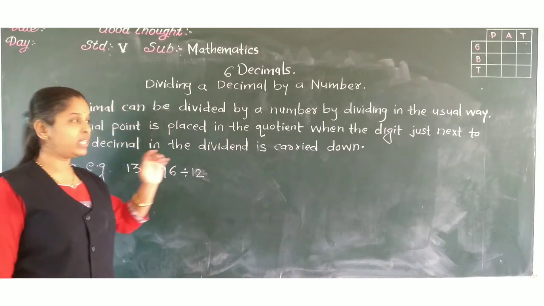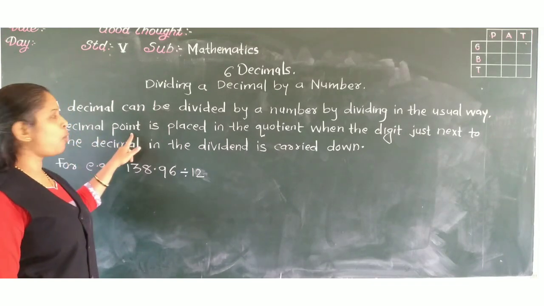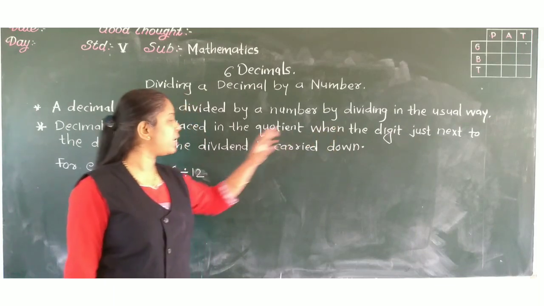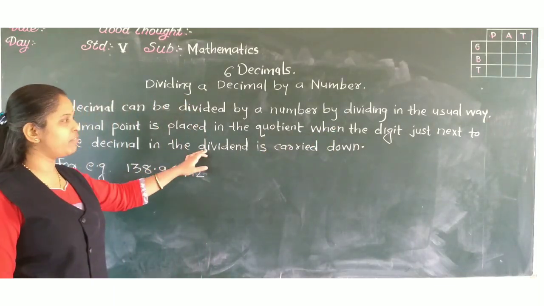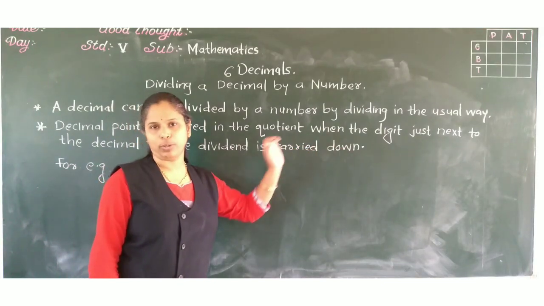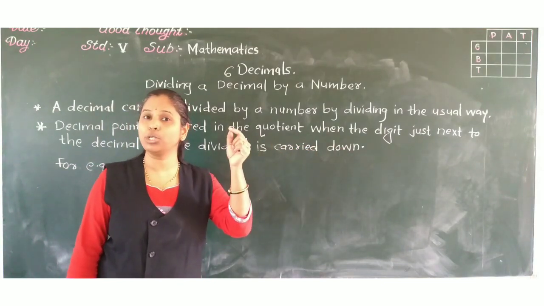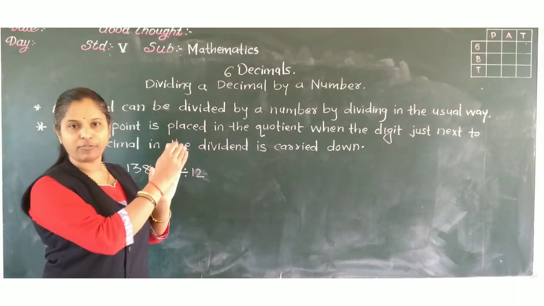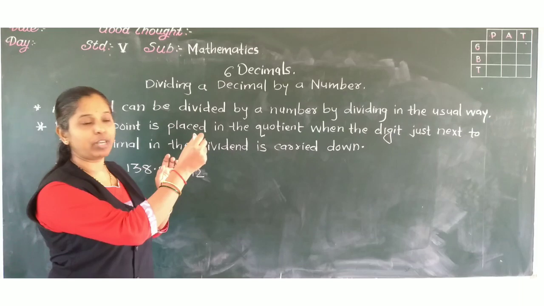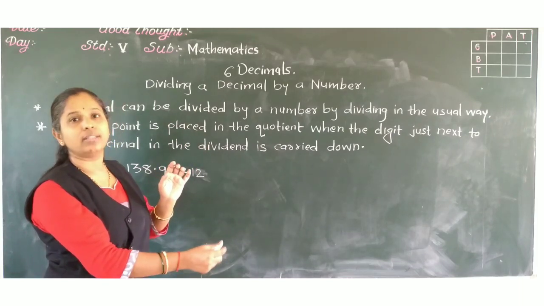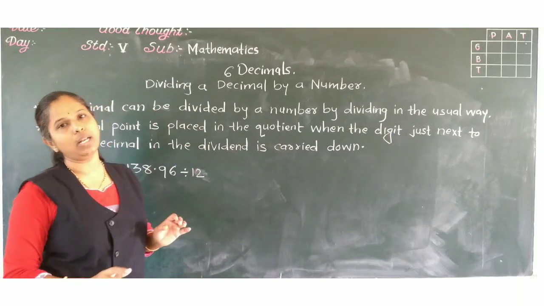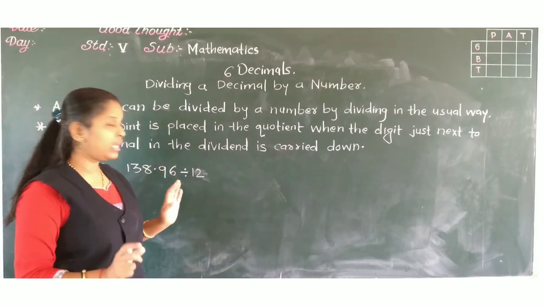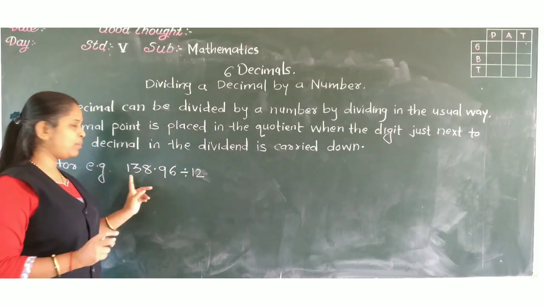So for that, what is the rule here? The decimal point is placed in the quotient when the digit just next to the decimal in the dividend is carried down. When to put the decimal in the quotient? When, after the decimal, that digit we take down for division, at the same time we have to put the decimal in the quotient. Okay. See, I will explain. One example we will solve.